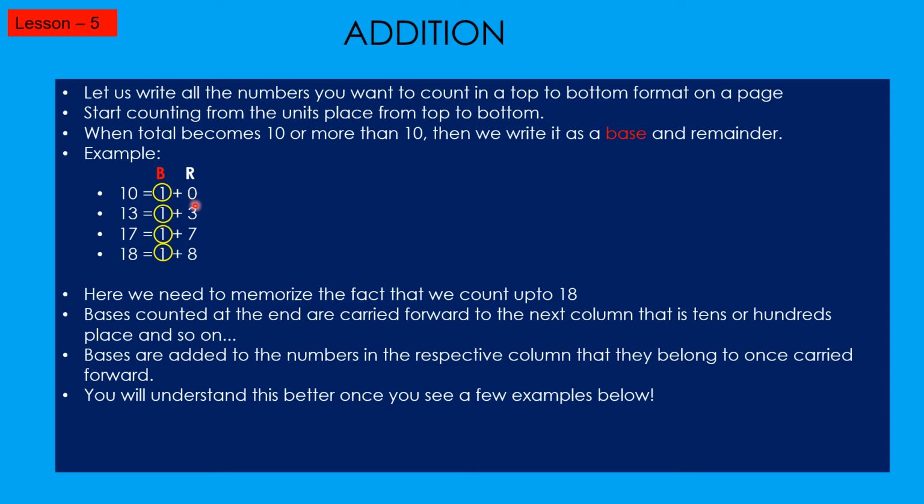This remainder is added to the next number in the unit column. Here we need to memorize the fact that we count up to 18. Bases counted at the end are carried forward to the next column, that is tens or 100 places and so on. And once the bases are carried forward, they are added to the numbers in their respective column. So let us take some examples where you will understand better.